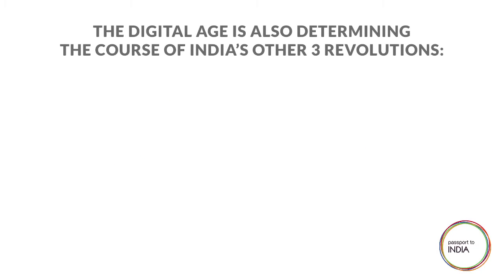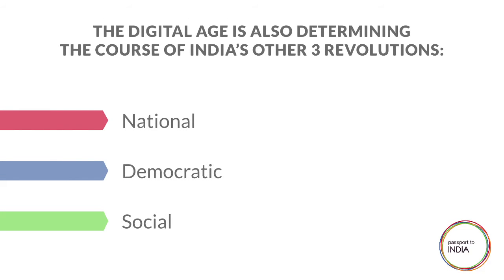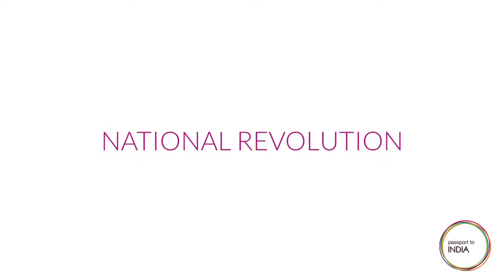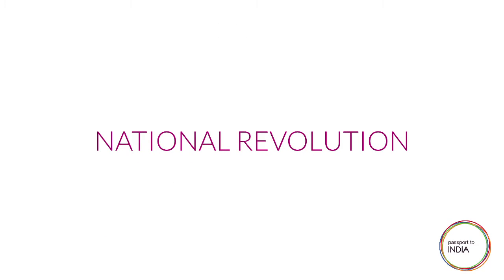The digital context is also determining the course of India's national, democratic and social revolutions. So let's consider first the national revolution. When Guha speaks of India's national revolution, he is referring to the fact that at the moment of independence, India was not a single unified nation state. There was considerable nation building to be done.